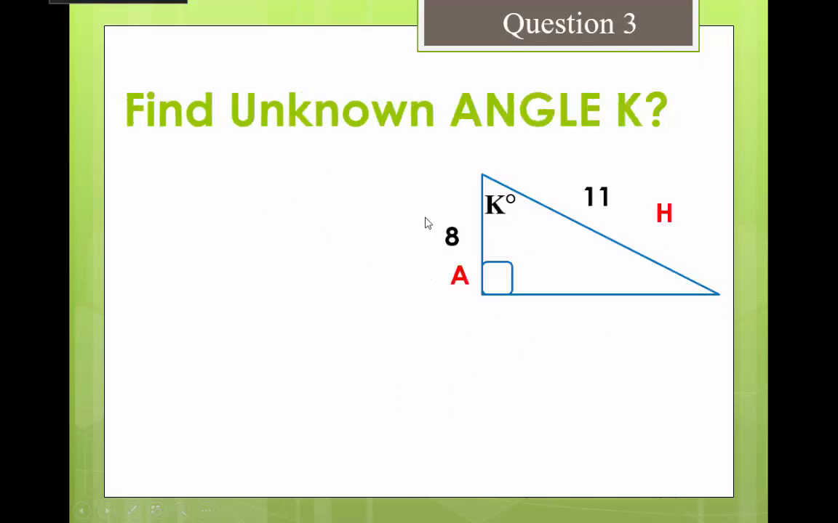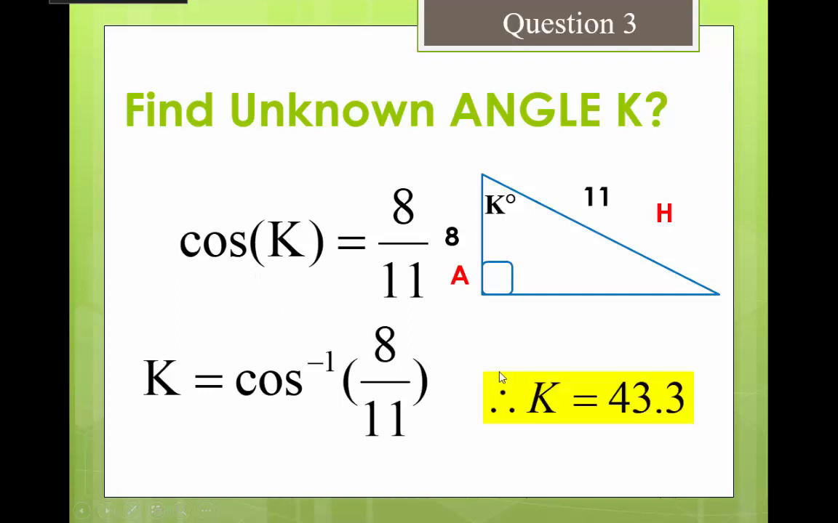Find the unknown angle. I might skip through that one. Again, we're identifying our sides, adjacent and hypotenuse, and we have to do inverse cosine to find that.